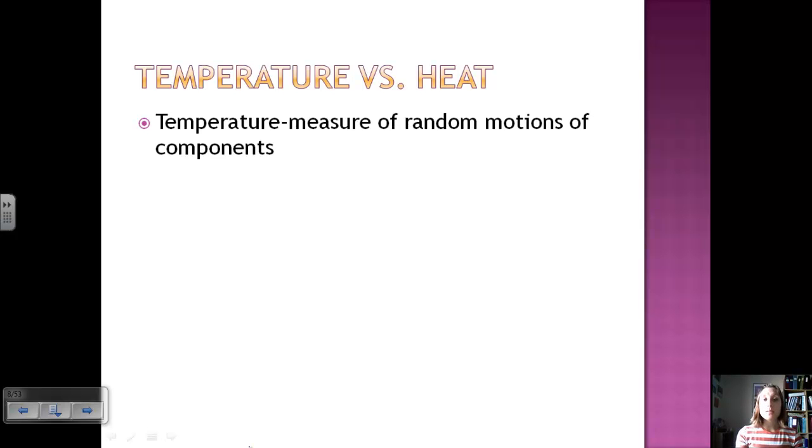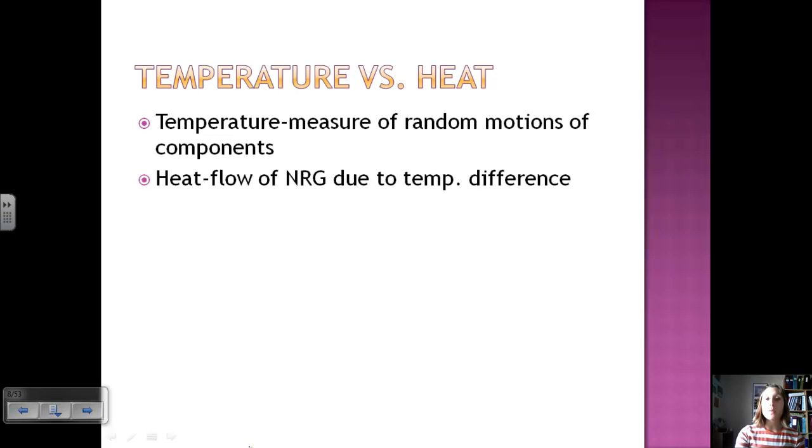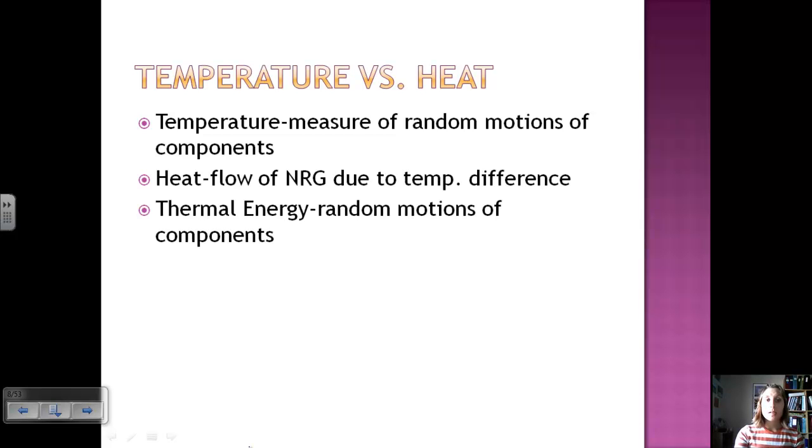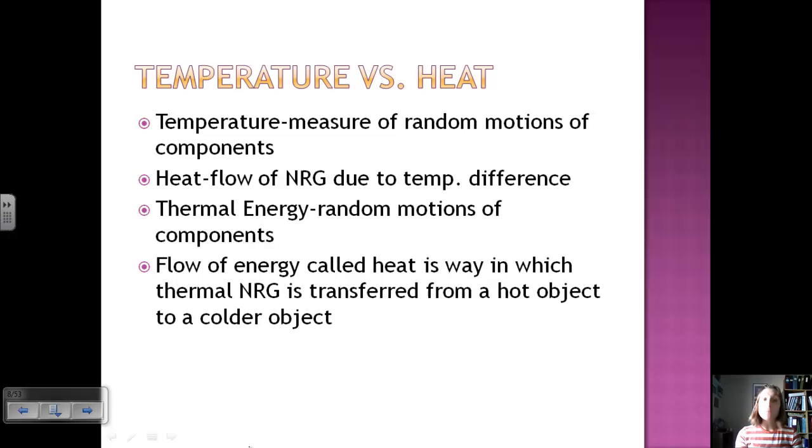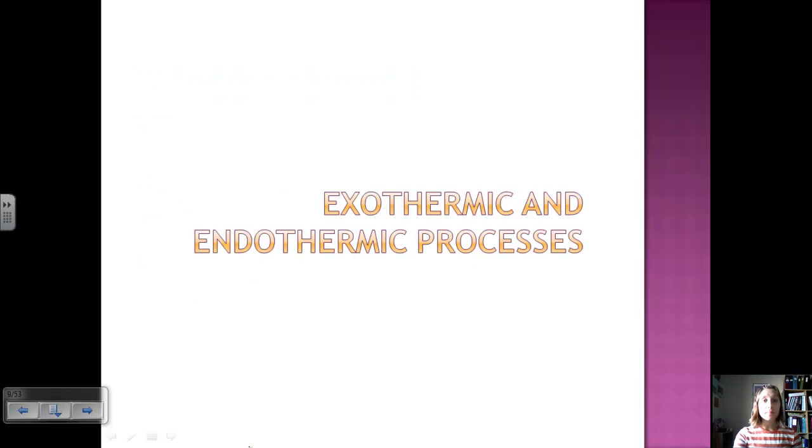Okay, so temperature we said was a measure of motion. Heat is the flow of energy. So thermal energy is the random motion of all the components. So it's another type of energy. We talked about kinetic, potential. This is thermal. A flow of energy, which is called heat, is the way in which thermal energy is transferred from hot to cold. Remember, heat is the flow of energy, in this case, thermal energy.